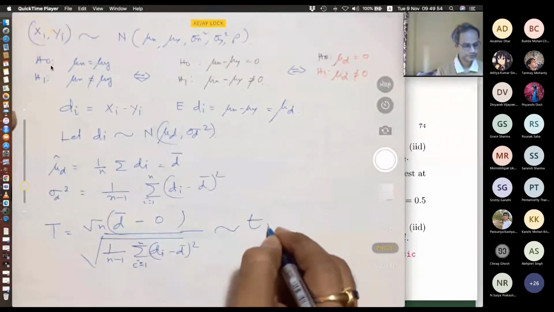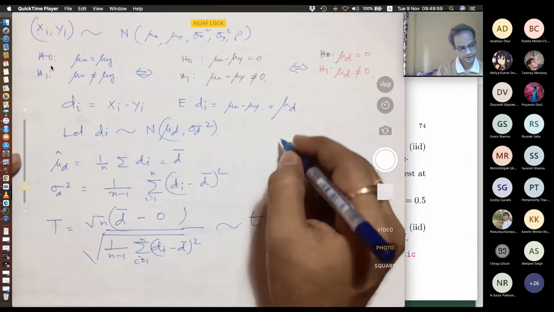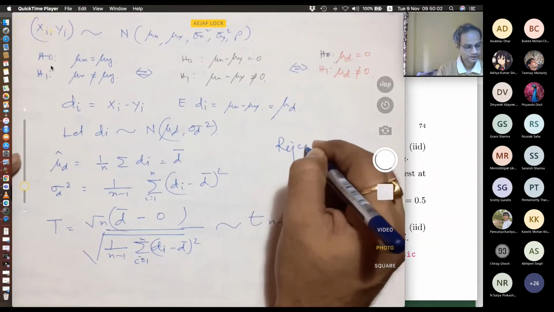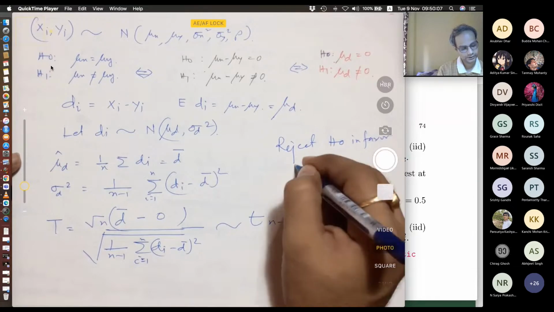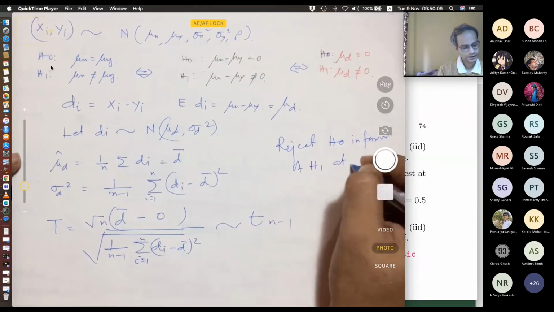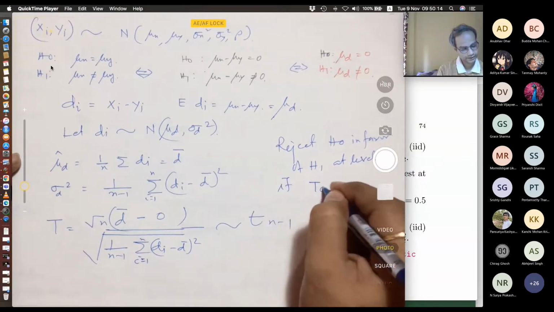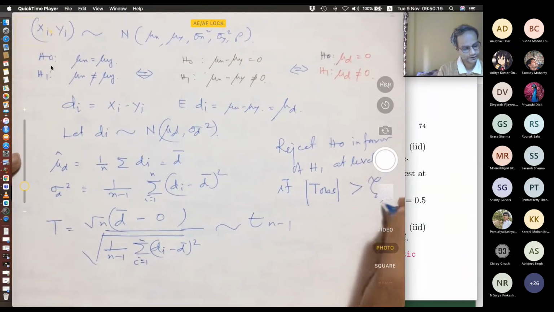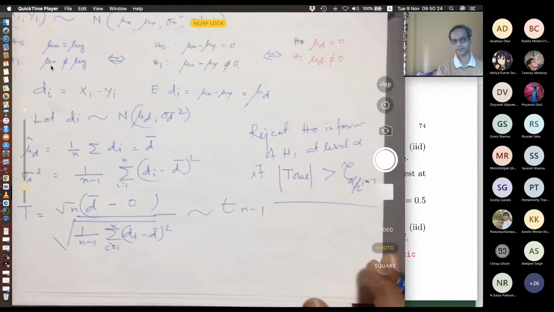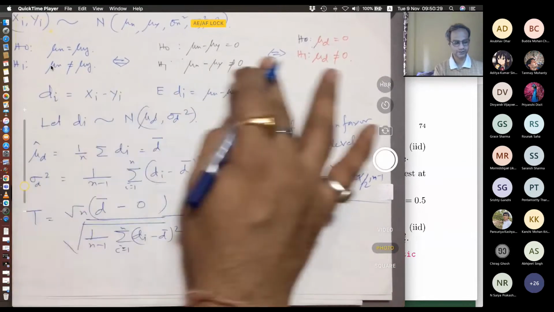This is supposed to follow t distribution with n minus 1 degrees of freedom. And the test rule is: reject H0 in favor of H1 at level alpha if T observed absolute value is greater than t alpha by 2, n minus 1. That's it, as simple as that. Nothing special about it. Only rewriting the hypothesis is important.